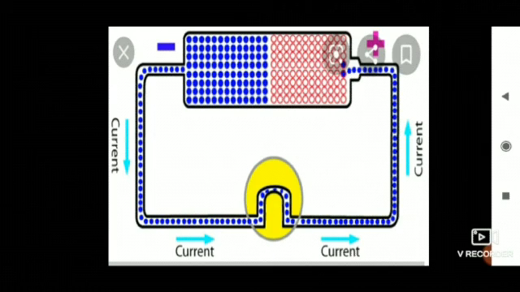An ampere is calculated through 1 coulomb per 1 second, meaning the flow of electric charge across a surface at the rate of 1 coulomb per second. So 1 ampere is equal to 1 coulomb per 1 second. 1A is equal to 1C upon 1S.